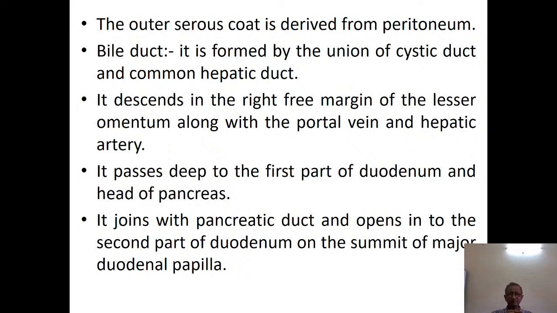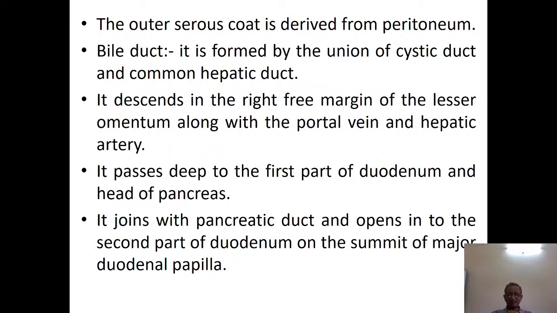Then the bile duct. This bile duct is formed by the union of the cystic duct and the common hepatic duct. I told you the common hepatic duct is formed by the union of the right and left hepatic ducts, which come out of the liver through the porta hepatis. Once they have come out, they form the common hepatic duct, which is joined by the cystic duct to form the bile duct.